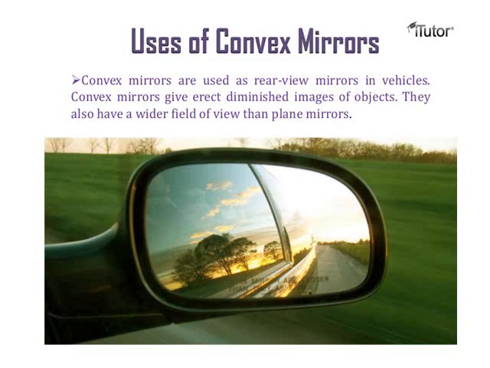It's a very important board question. Convex mirrors are used as rear view mirrors because they give erect, diminished images of the object. They also have a wider field of view. That means more background can be seen in the mirror, right? Because of these two reasons, they are used as rear view mirrors.